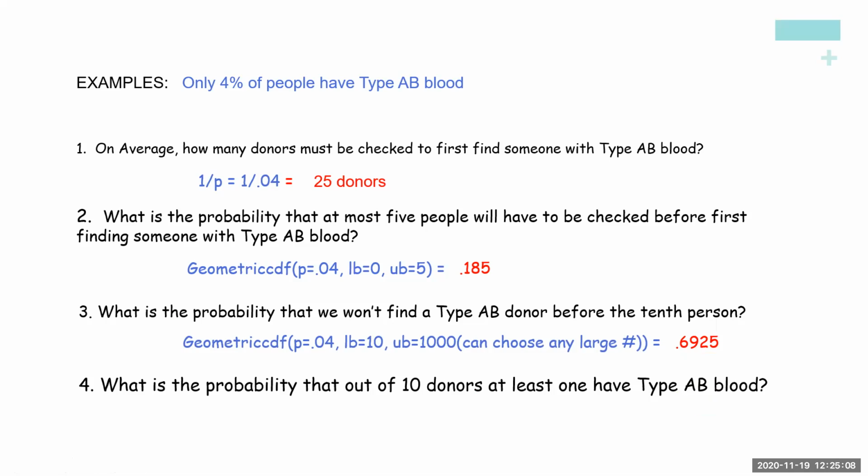So the last one: what's the probability that out of 10 donors, at least one has type AB blood? Well, notice it says out of 10. That's a fixed number. So this is not geometric. This is binomial. And it says at least, so that is going to be CDF. So again, we must show this calculator step work if using the calculator. And again, you're just listing anything the calculator asks for. So n equals 10, p equals 0.04. And again, at least 1 means 1 and everything above. And out of 10, the max number is 10. So the calculator can do the work for you, and we get 0.3352.